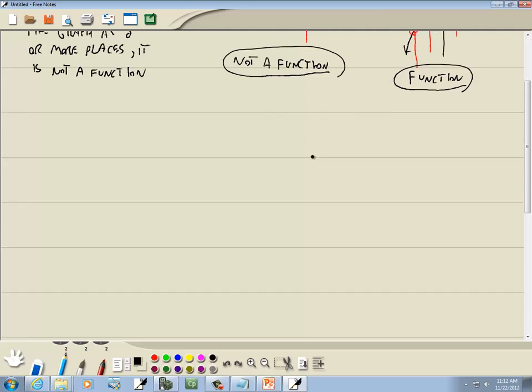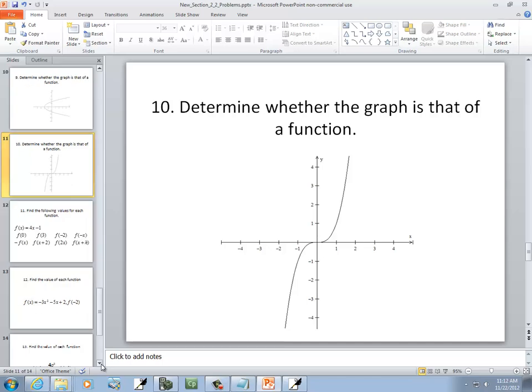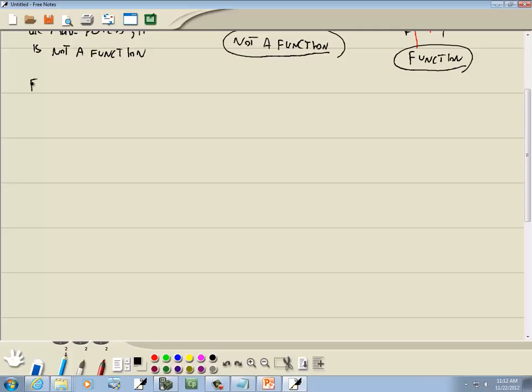Now, next thing we're going to talk about is function notation. This is a way to give your function a name.